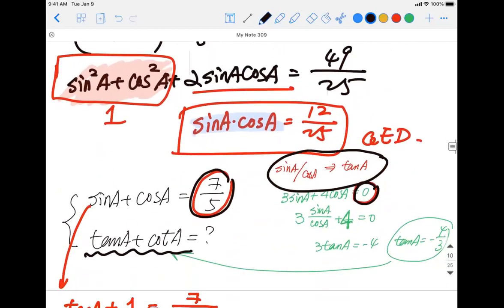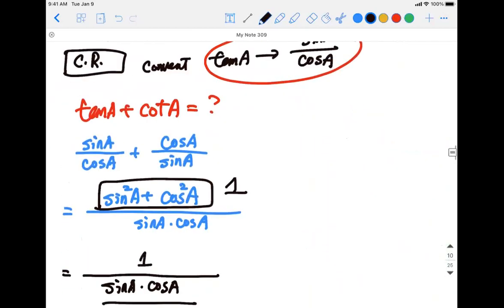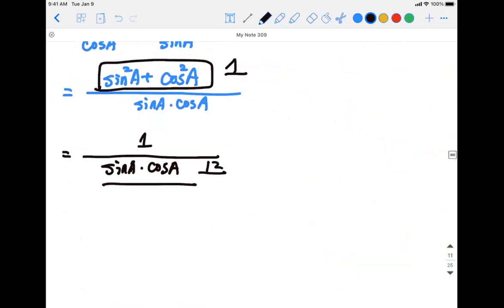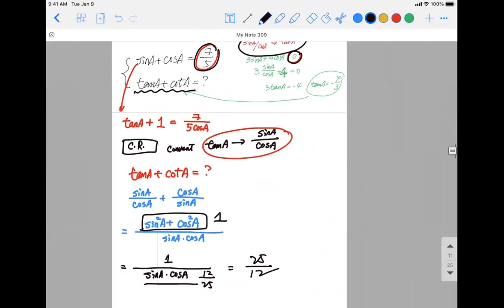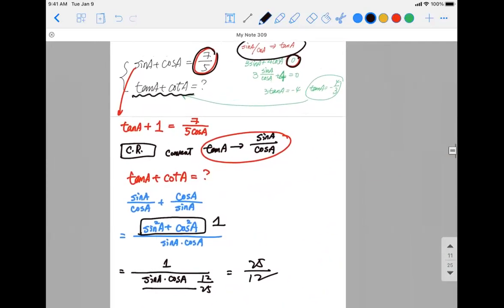What is sine over cosine? 12 over 25. So the answer is 25 over 12. Is that right? Easy peasy, right?